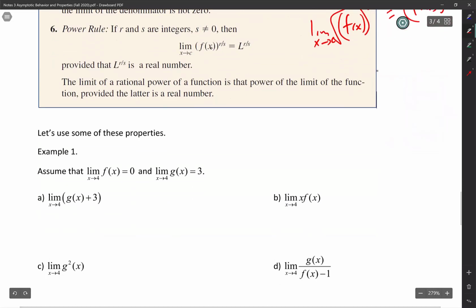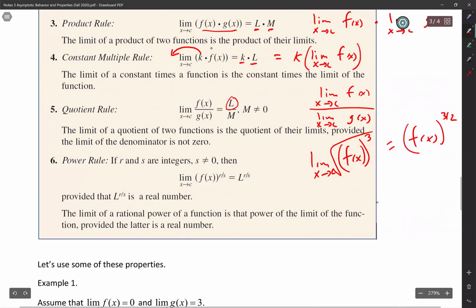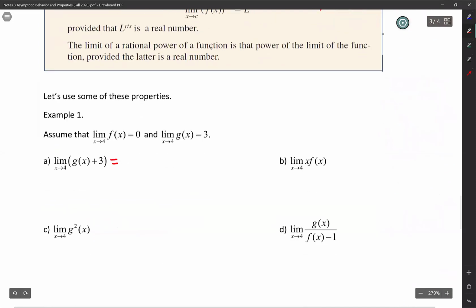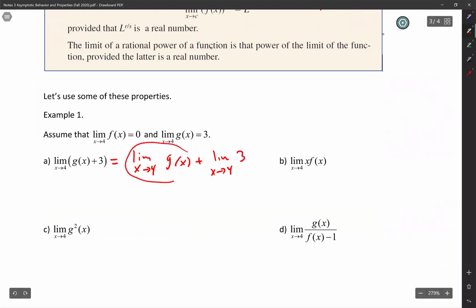So here we go. Here I'm just going to use my properties. It really is that simple. If you don't want to write those down, that's fine. You don't have to, especially when they're this simple. So this says the limit as x approaches 4 of g of x plus 3. You can rewrite this as the limit as x approaches 4 of g of x plus the limit as x approaches 4 of 3. See? And it becomes simple. Well, I already know what this is. That is just, oh, I should have changed that number up. 3 plus, well, the limit of a constant is just whatever that number is. So that's going to be 3.